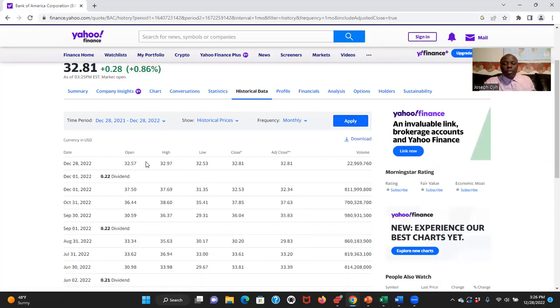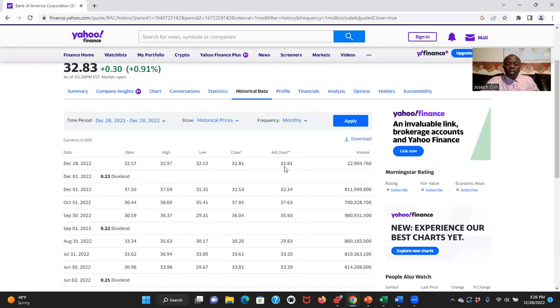So this is the total stock price. This is the opening price, highest price, lowest price, closing price. So I'm going to use the adjusted closing price because it has factored in the value of the dividends that is paid. You can see dividends. So I'm going to use the adjusted.